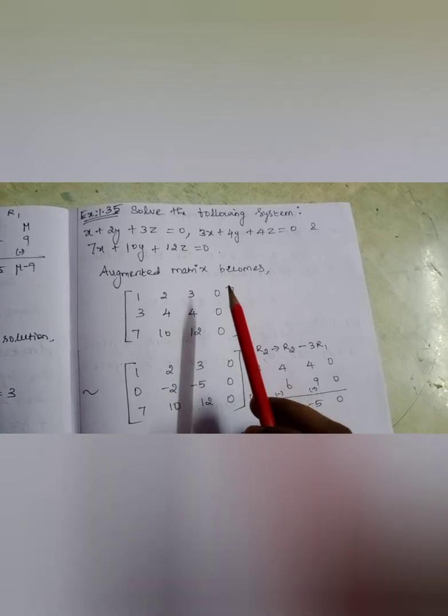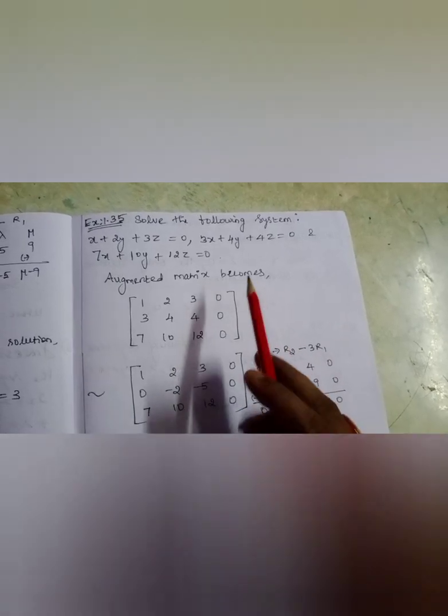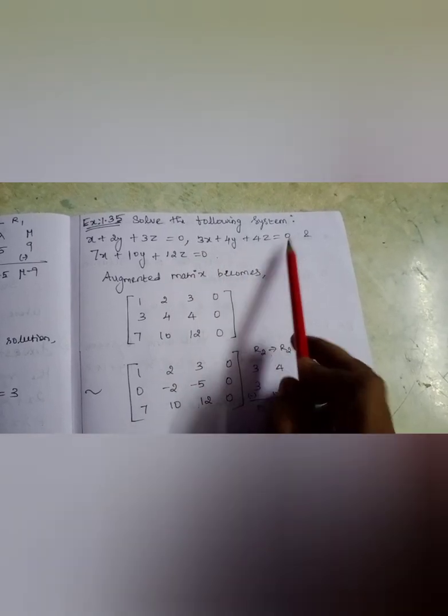Example 1.35. In this homogeneous concept also I have solved two sums, one with a unique solution and the other with infinitely many solutions. Solve the following system: x plus 2y plus 3z is equal to 0. Note all the right hand side elements are 0. That is why we call them homogeneous.